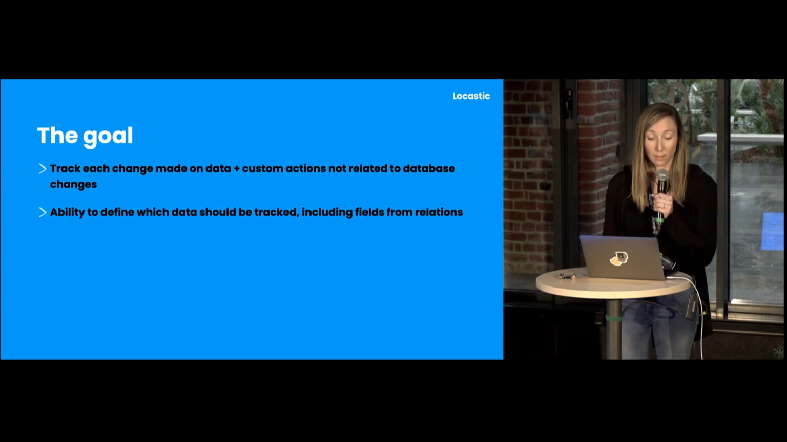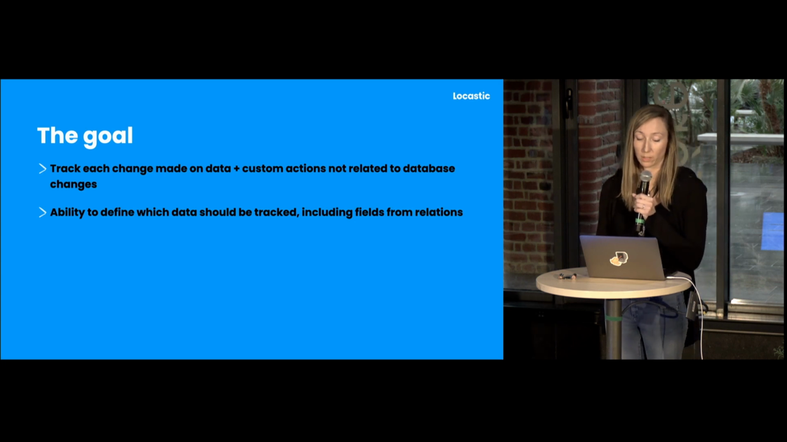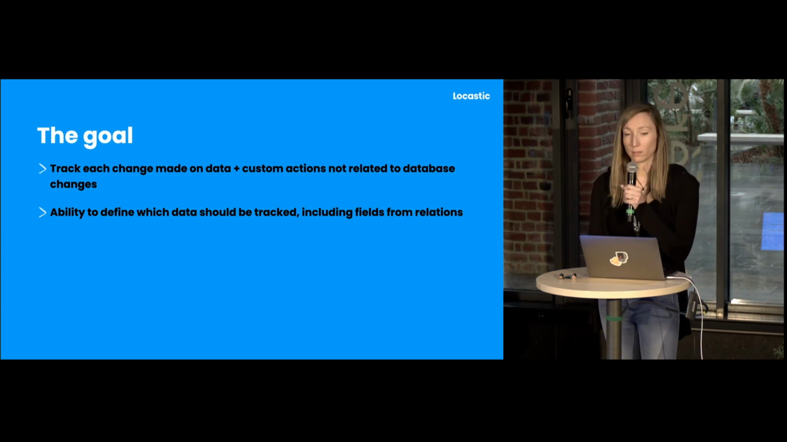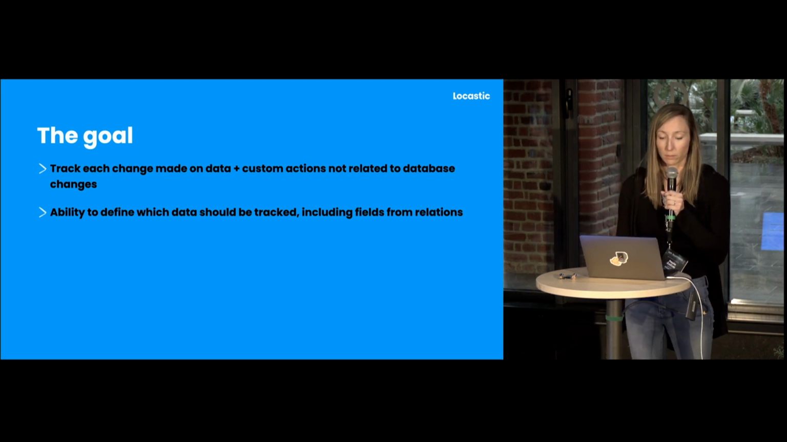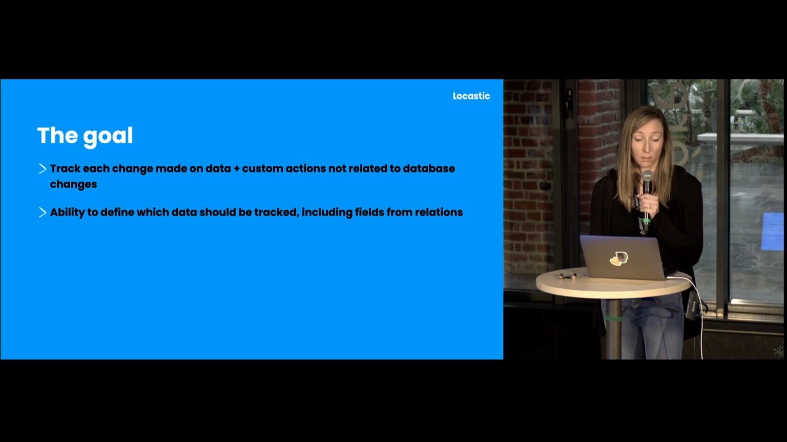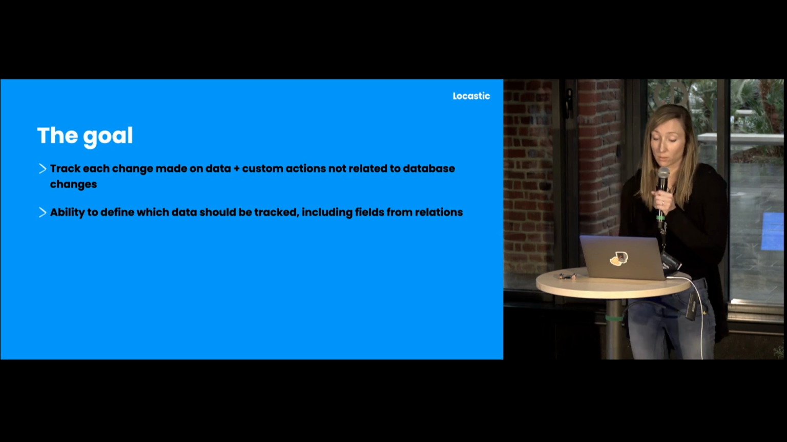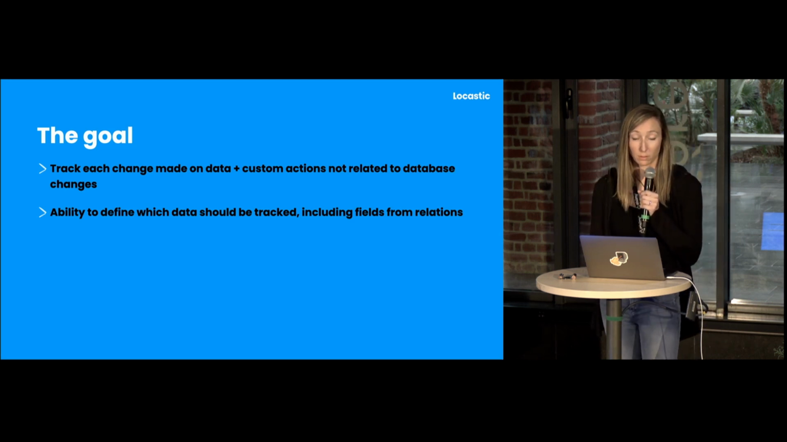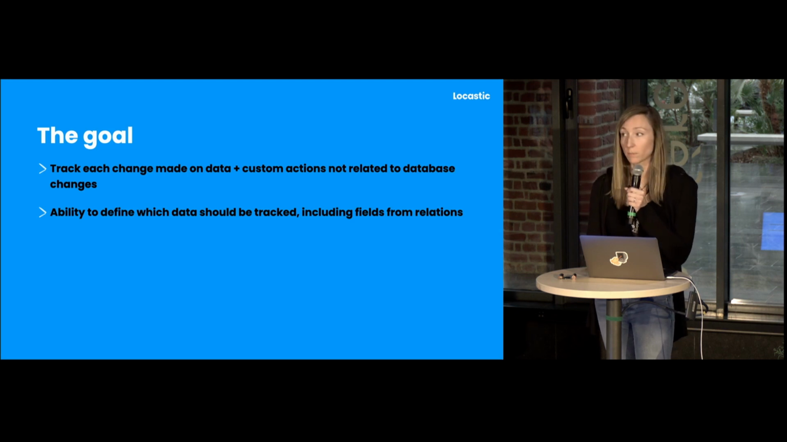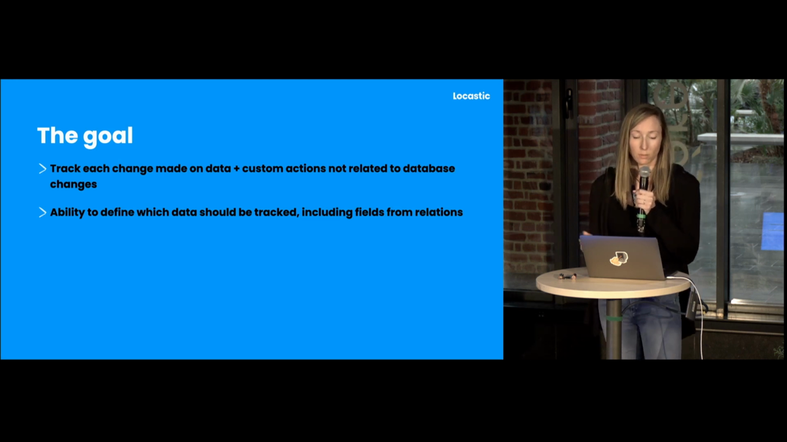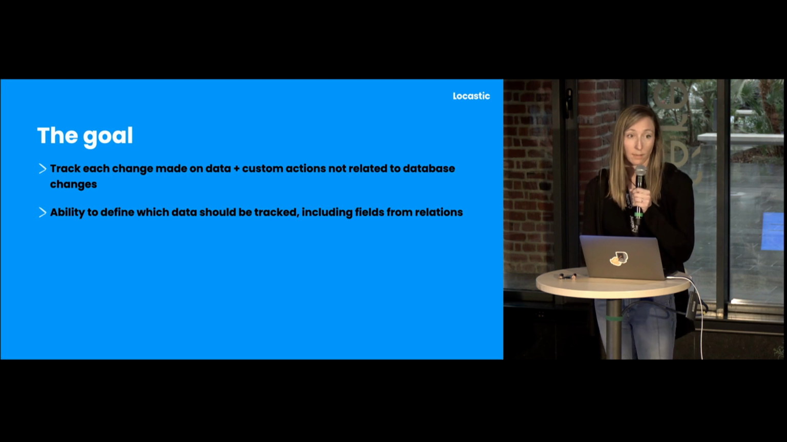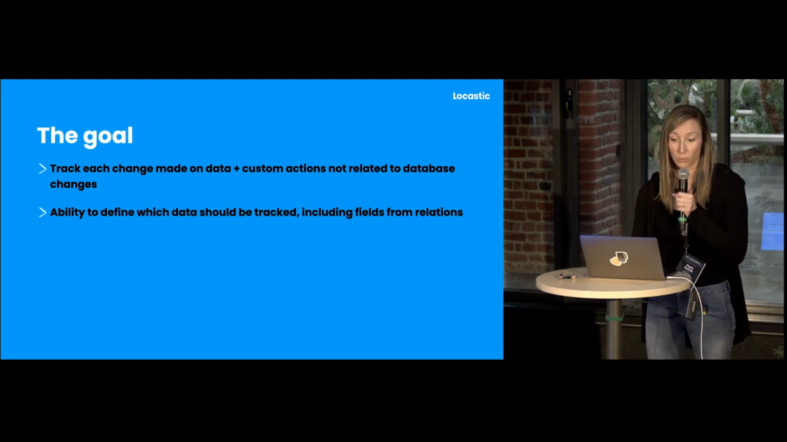Next thing is the ability to define which data should be tracked. There's no point in tracking everything from the database or from the entities. We want to be able to quickly set down the list of fields we would like to see in our activity logs. And also the important part is we need to include the relationship fields. So for example, if we have a product entity and a relation to the collection of product variants, it would make sense to take some fields from the product variant and save those fields to the product log.